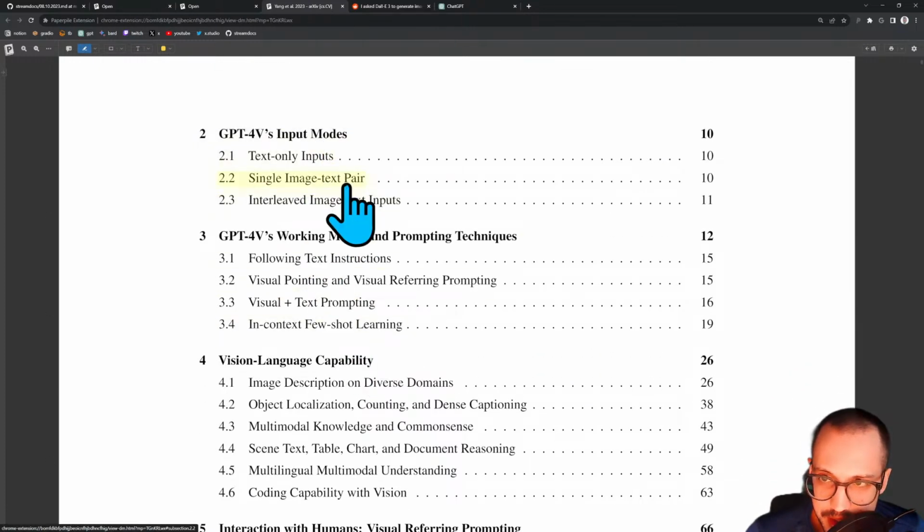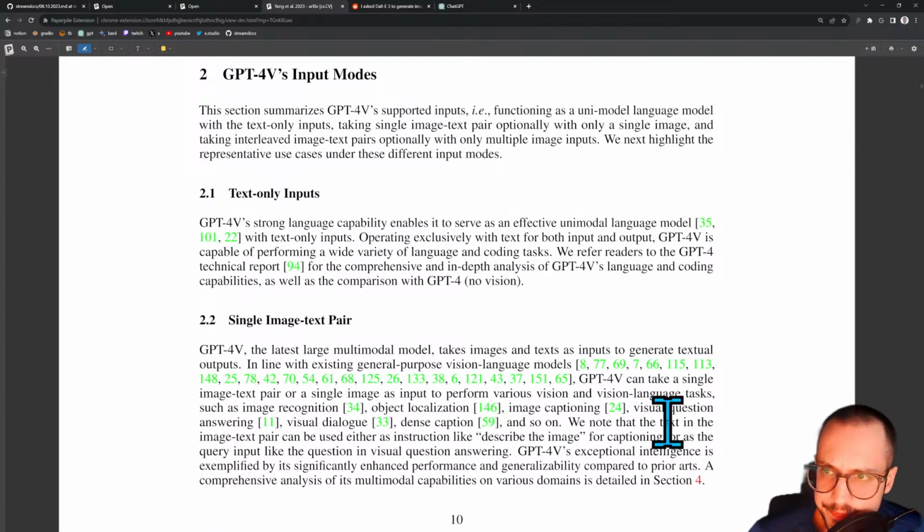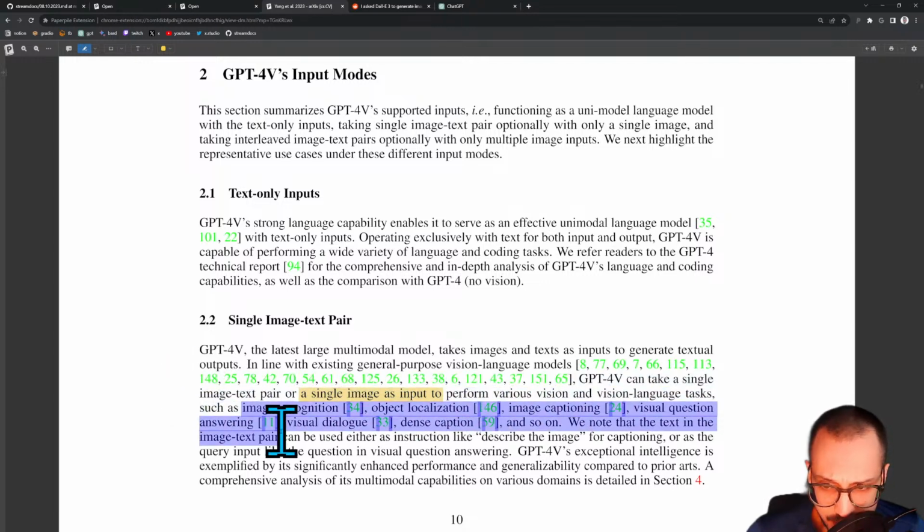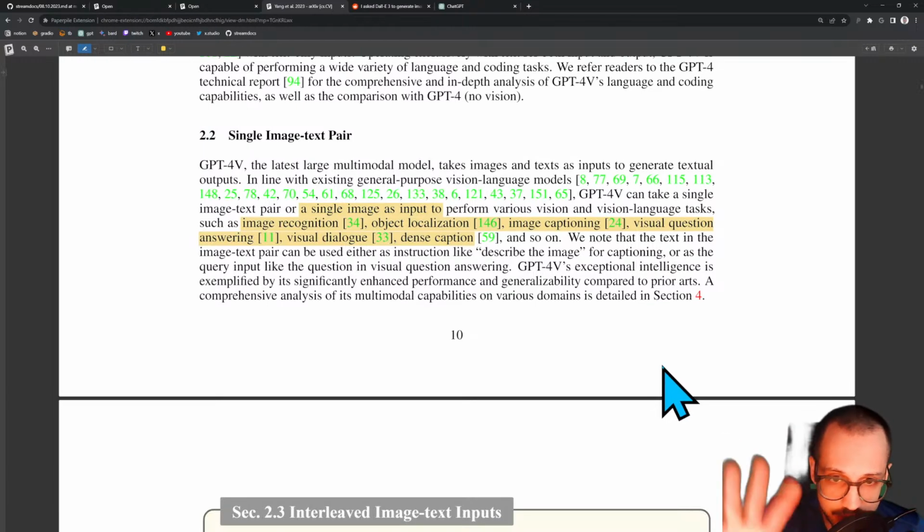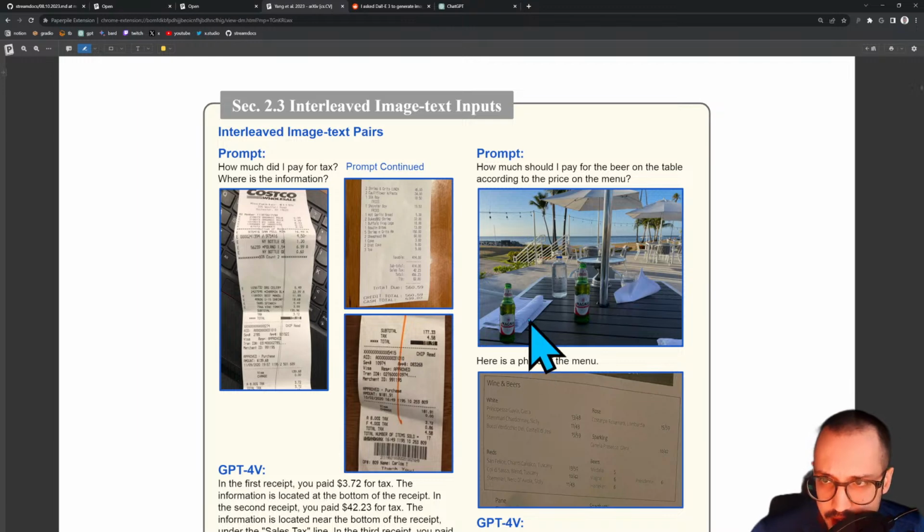Text-only input, single image-text pair. Let's look at this. Input modes. GPT-4V can take a single image-text pair or a single image as input and perform various vision-language tasks, which probably tells you the data sets that this was fine-tuned on. So you have image recognition, object localization, image captioning, visual question answering, visual dialogue, and dense captioning. I would assume those data sets are what they fine-tuned on once they had already pre-trained the text component and the vision component separately.